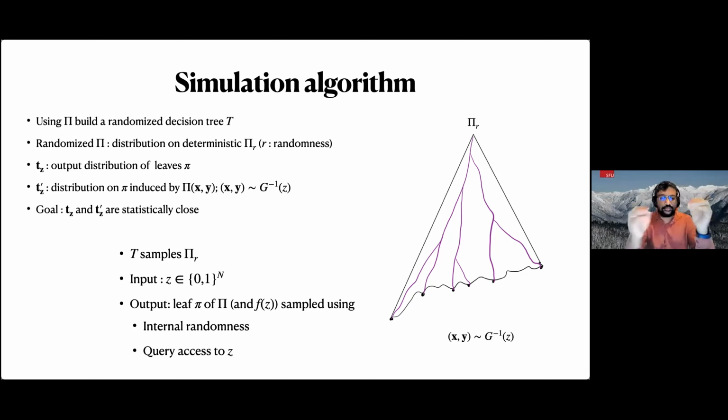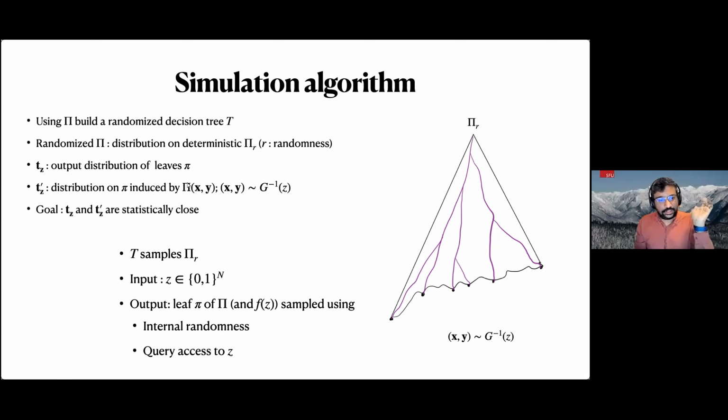But any randomized protocol pi can be thought of as a distribution of deterministic protocols pi sub r, where r is some fixing of the randomness used in the protocol. So we would actually be building the decision tree on the deterministic protocol, which is pi r.